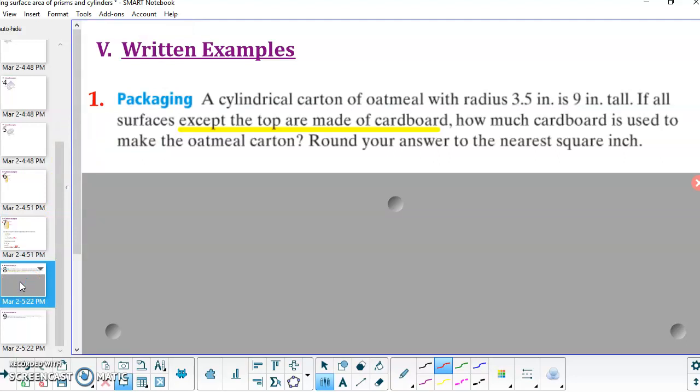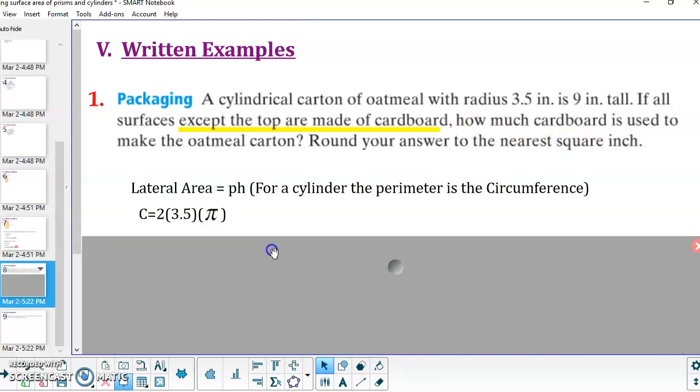Okay, my last example is a word problem. So I've got a cylindrical carton of oatmeal with a radius of 3.5 and it's 9 inches tall. If all surfaces except the top are made of cardboard, how much cardboard is used to make the oatmeal carton? Round your answer to the nearest square inch. So this is one where it's not going to be in terms of pi.